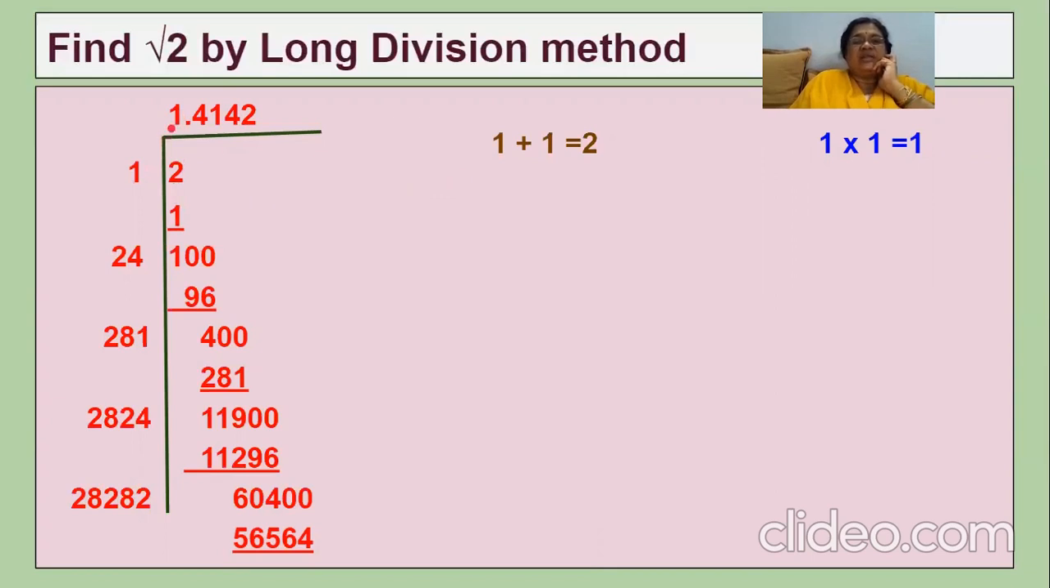And you have to add these two. 1 plus 1, you will get 2 here. Next, when you put a point, you have to keep 2 zeros. In ordinary division, when you put a point, you put only 1 zero. But here in finding a square root, you have to put 2 zeros when you put a point. So the number becomes 100, and you have to select a number in such a way that the product should be less than 100.